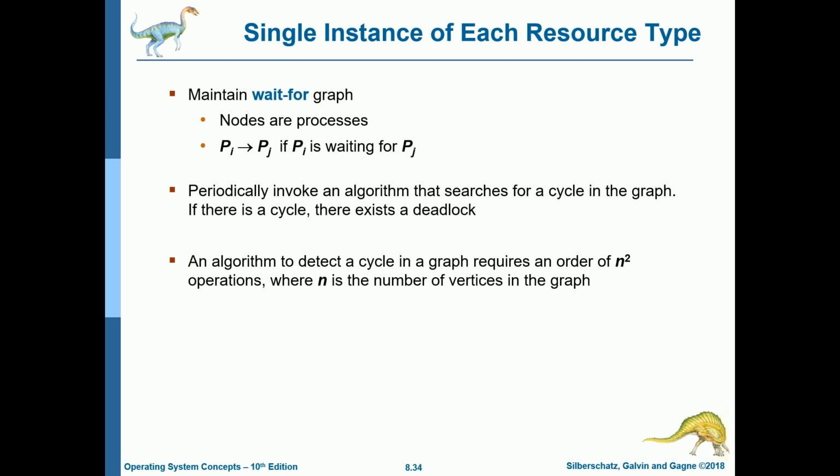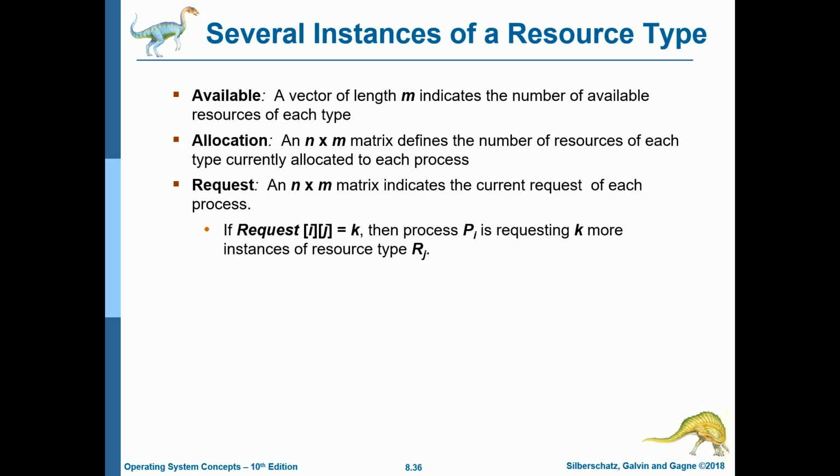To detect deadlocks, the system needs to maintain the wait-for graph and periodically invoke an algorithm that searches for a cycle in the graph. An algorithm to detect a cycle in a graph requires O(n²) operations, where n is the number of vertices in the graph. Just like some other examples, the wait-for graph scheme is not applicable to a resource allocation system with multiple instances of resource types. Now we have to turn to a deadlock detection algorithm that is applicable in such a system.